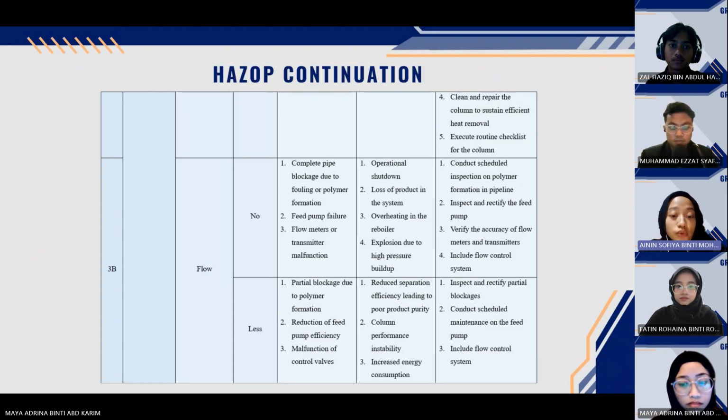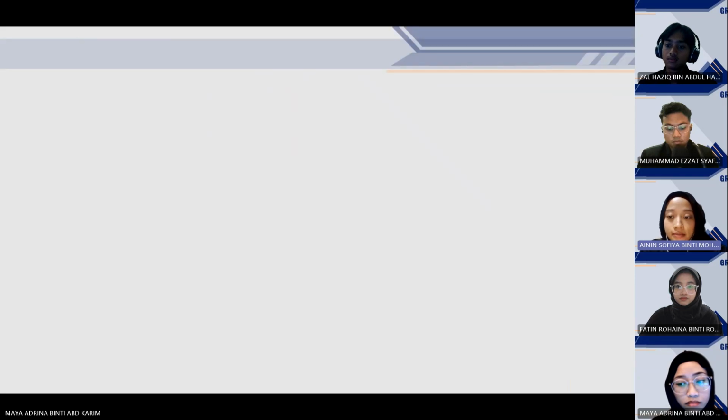For less flow, it's definitely due to partial blockage due to the polymer formation. And this will lead to reduction of separation efficacy that leads to poor product purity. And from there, what we need to do is to inspect and rectify the partial blockages. So move on to the next slide.